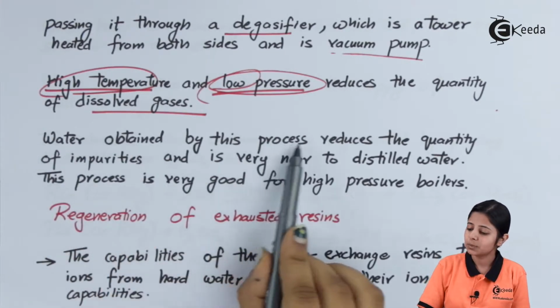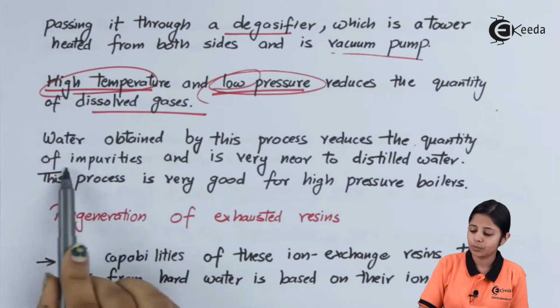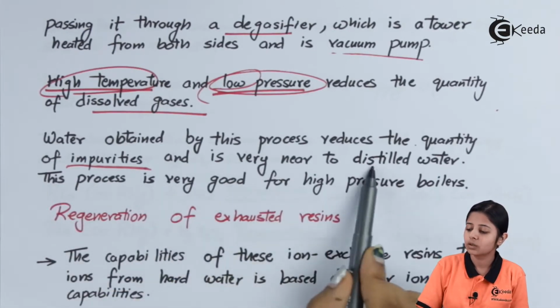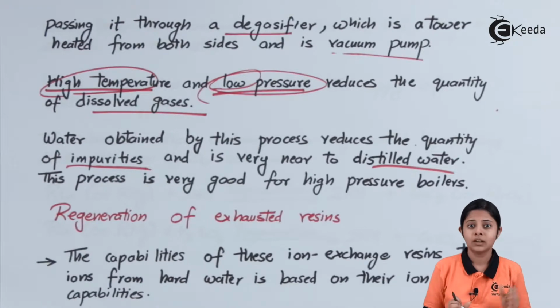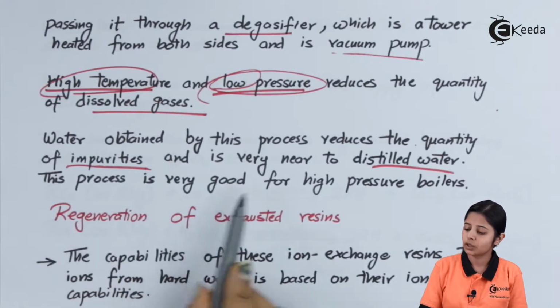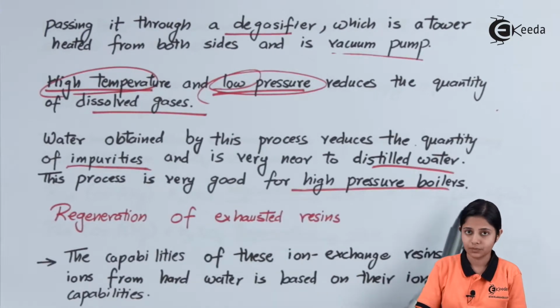Water obtained by this process has a reduced quantity of impurities and is very near to distilled water. Finally, the water which we get is free of cations, free of anions, and also free from gases which contribute to the hardness of water. That means this is absolutely pure water. It's as good as distilled water. This process is very good for high pressure boilers.